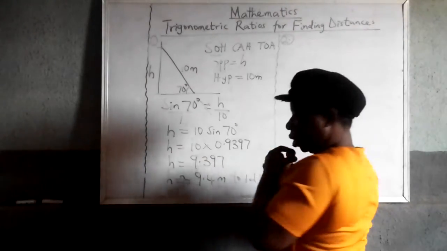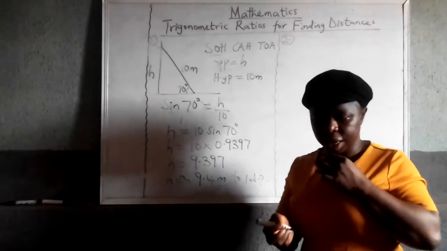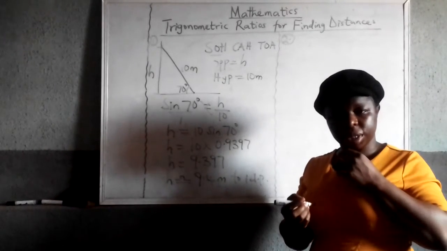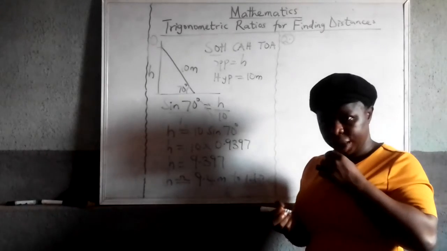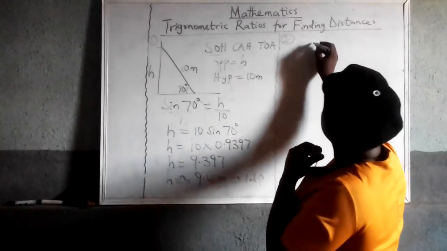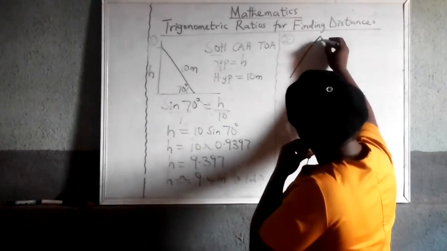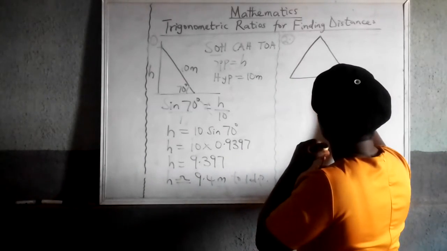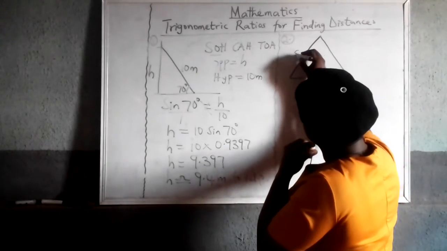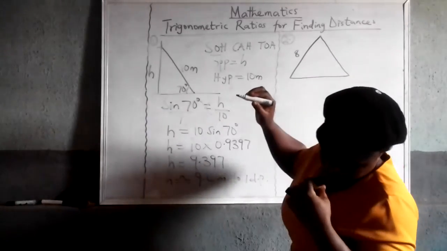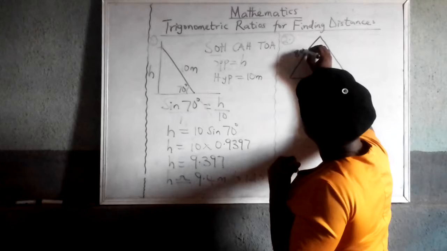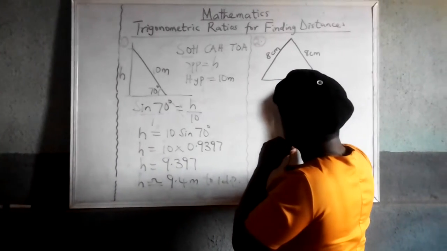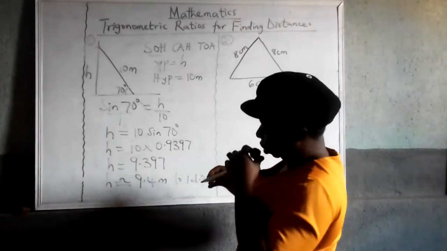You know, if a triangle is isosceles, definitely two sides must be equal, right? So this is our isosceles triangle. This side is 8 centimeters. This is also 8 centimeters. And this is 6 centimeters.